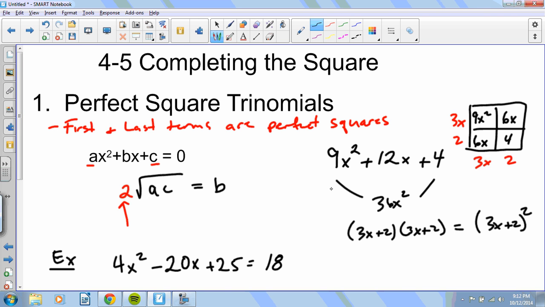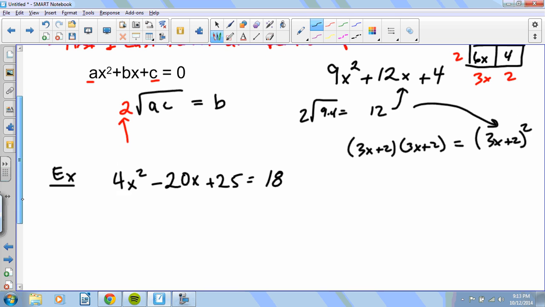So this guy, if we know it's a perfect square, this goes back to our 2 times the square root of 9 times 4 will equal 12. Okay. If I know that's true, I can go right to this result then. And if I look at what that is, 9 and 4, well, that's 3 and 2. That gives me that result. So let's apply that now to this particular problem right here.